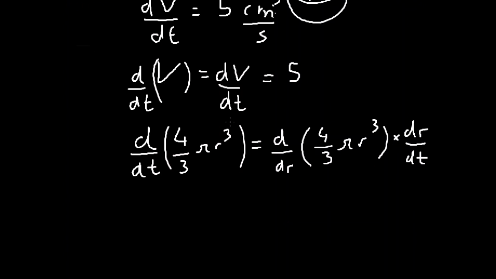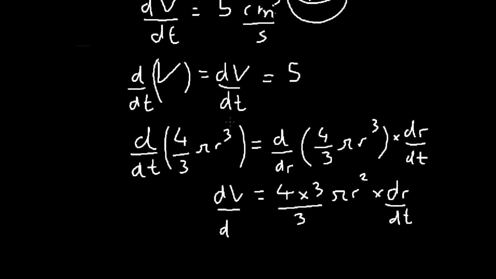Perfect. We can do the first bit, and that 3 multiplies down, okay? So that 3 multiplies across there, and then it goes from being a 3, we take 1 away from the top, so it becomes a 2. And then that we multiply by dr/dt. Now all of this is equal to dV/dt, and we know that that's equal to 5. So now we have an equation.